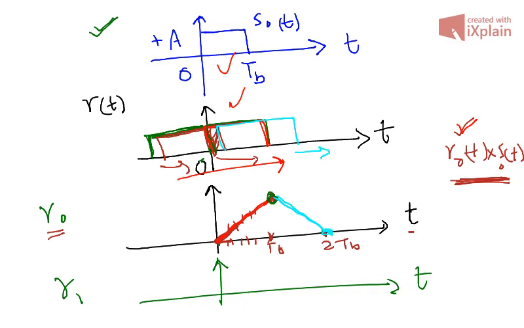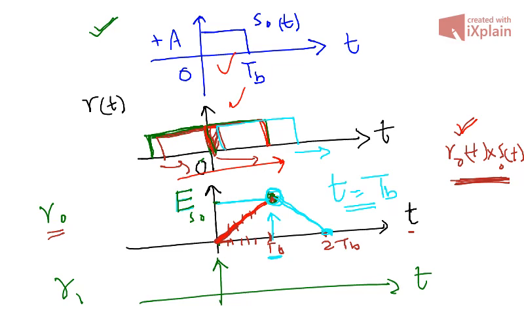So your correlator output is maximum at t equal to TB. You can see the correlator output is maximum at this point. That is why we try to observe this sample. We are just observing this sample, which is actually S0 squared, the integral of the square of the signal, and the integral of the square of the signal is actually equal to the energy of the signal. So we have the energy of the signal at this point.